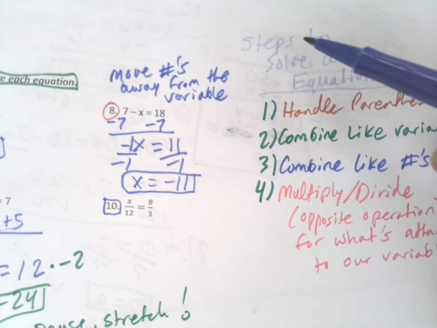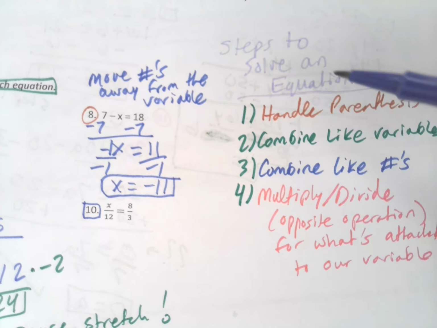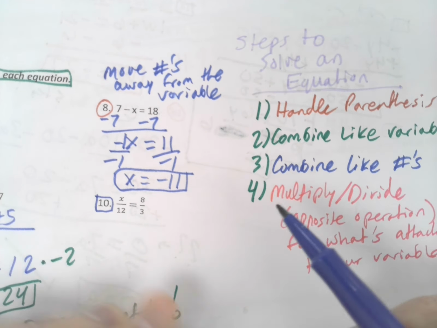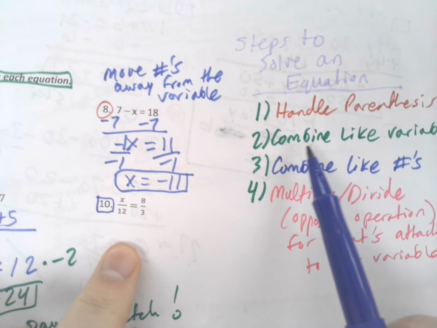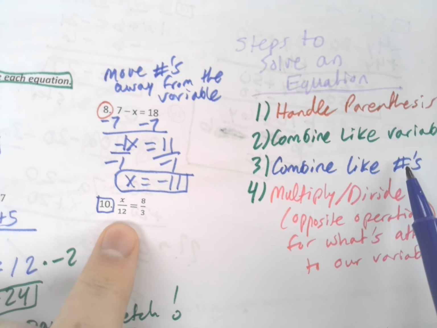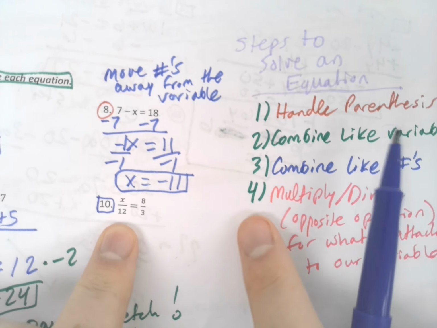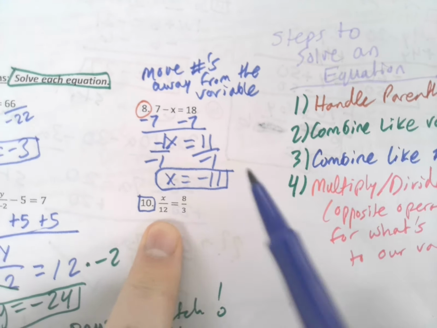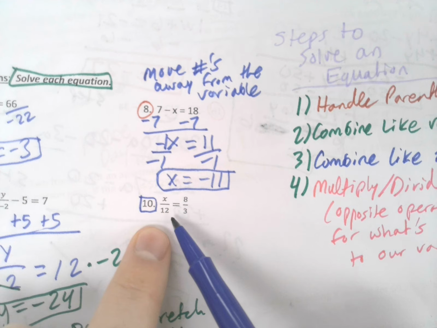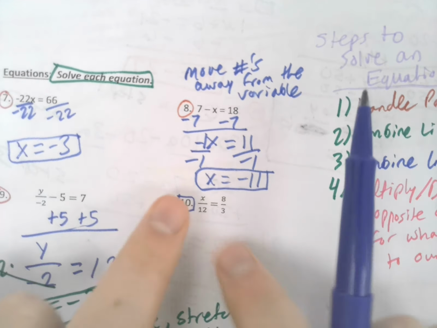Now remember our steps. Here's our steps to solve. We've got those right here. Hopefully you wrote those down yesterday. Well, it looks like no parentheses, only one variable, no combining regular numbers. Okay, so we're ready to start from step 4. This is a one-step equation. You have x over 12 equals 8 over 3. Well, now we've got to solve for x.